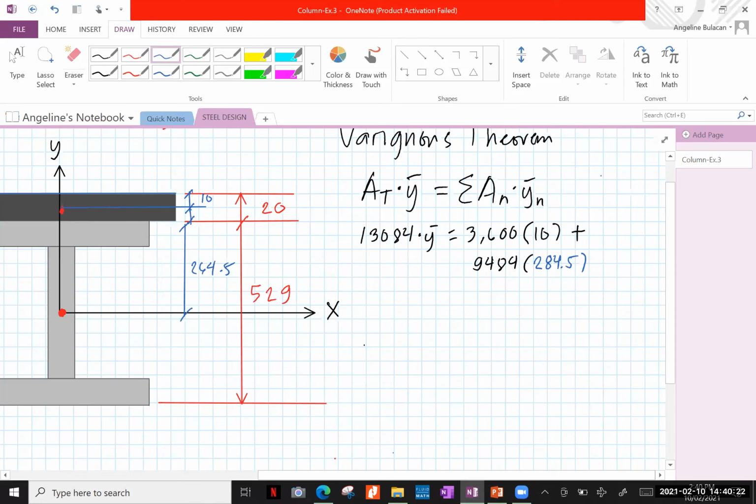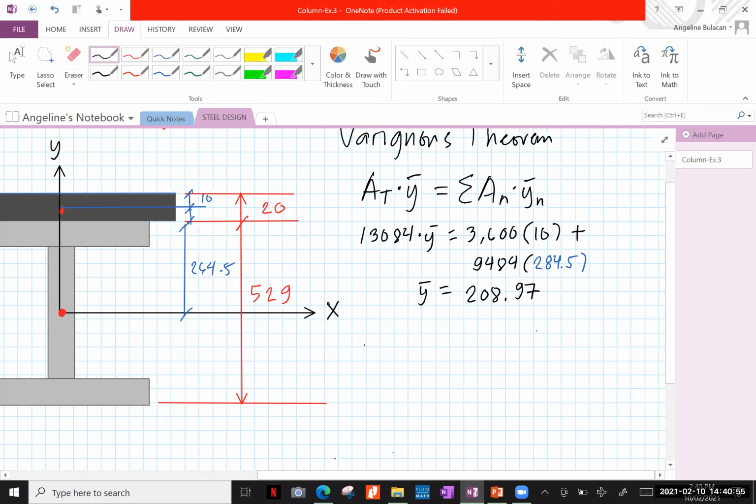So we will get now the value of your bar y. Ayan, bar y is equal to, if you have your calculator, you may try solving it then para sumabay kayo. We have 9484 times 284.5, and then please correct me if mali yung input ko. So bar y is 208.97.